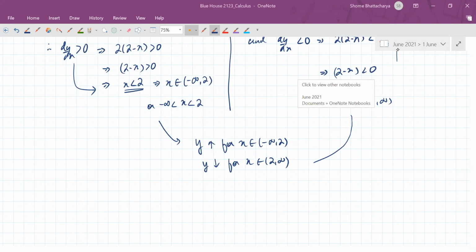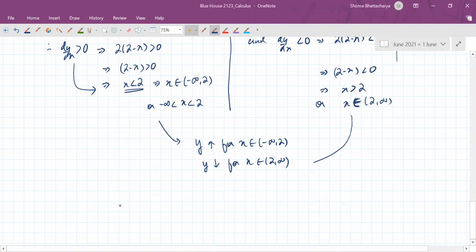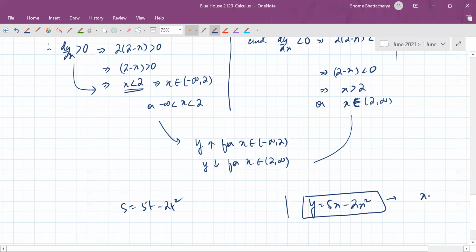For example, suppose as part of our physics application we have something like this, that displacement is equal to 5t minus 2t square. This is a displacement-time relation. Now if you look at this as a function, it would have been y is equal to 5x minus 2x square. As a function, I would have said that x can be from minus to plus infinity. But now this has a particular meaning.